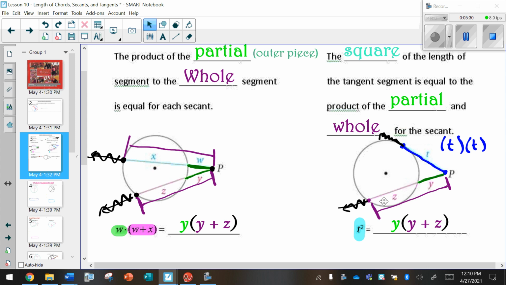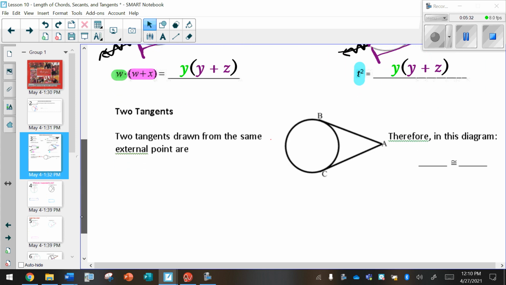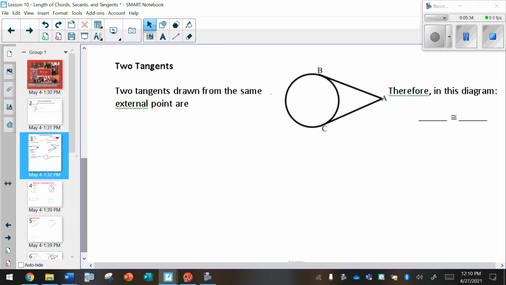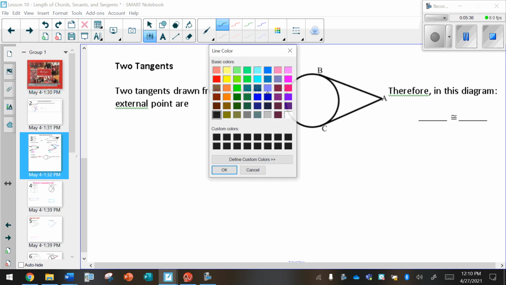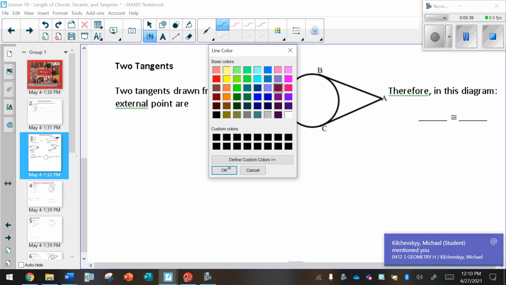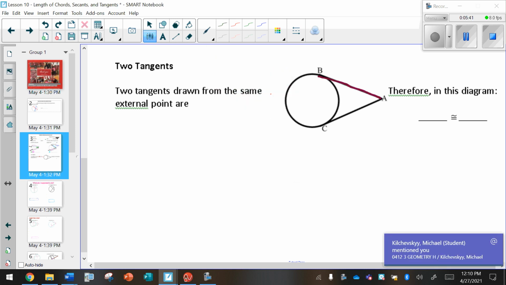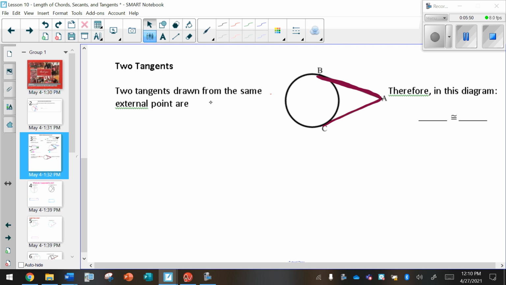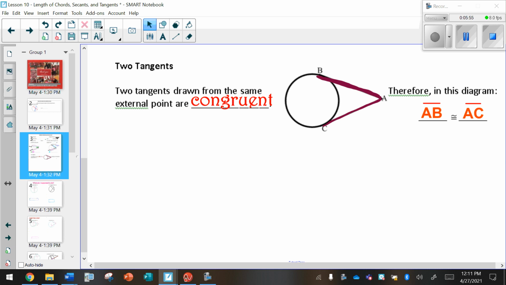Now, what about the case where it's two tangents? Well, if it's two tangents and we follow the same rules, then what we should be doing is outside part times whole, outside part times whole length, which happens to be the same thing, and then outside part times whole length, which again happens to be the same thing. That means the two tangents are congruent. So that means tangent AB is congruent to tangent AC. That's if they come from the same point.